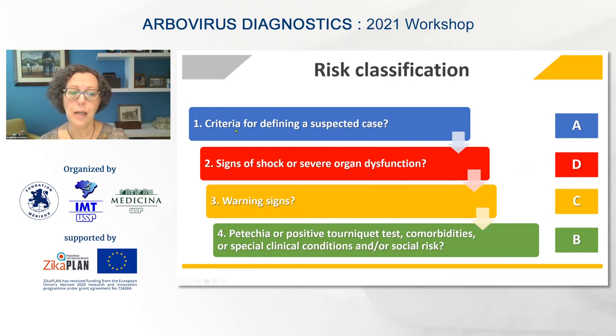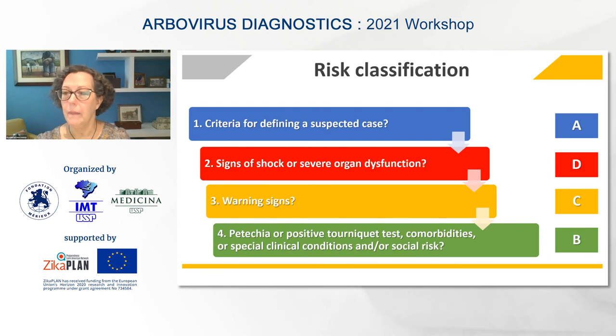So if the patient has just yes for the first question, no signs of shock, no warning signs, no petechiae, etc., this is group A. This is no emergency, no urgency. The patient can wait to be assisted. If they have signs of shock or severe organ dysfunction, they are classified as D. Warning sign as C. And if they have only this last one in green, this is classified as B.